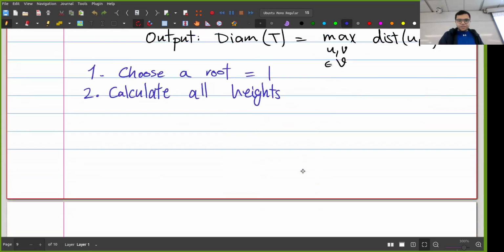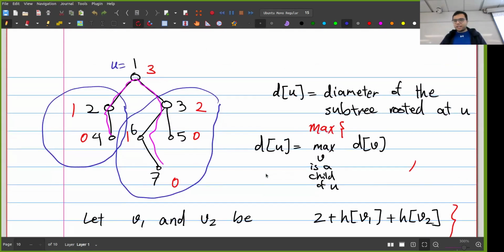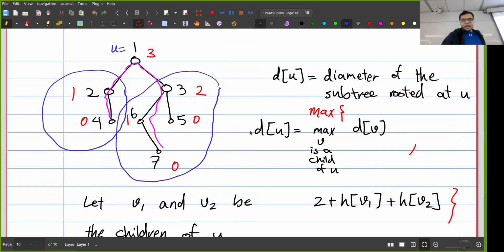Now, in the last session, we saw how we can calculate the diameter using dynamic programming. In this session, we're going to find it in a different way. So just to refresh your memory, the idea here was that for every vertex U, I defined the diameter of the subtree rooted at U.